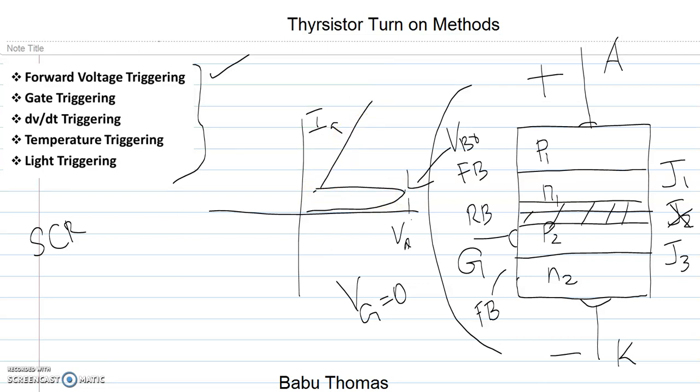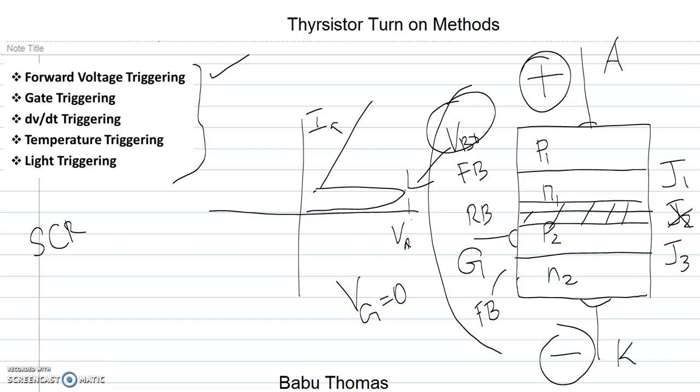So this is how we can explain the forward voltage triggering. And generally, the forward breakover voltage VBO is normally taken as the final voltage rating of the particular device. After the avalanche breakdown of the junction J2, the junction J2 loses the reverse blocking capability. So even if you reduce the voltage applied across the anode and cathode below the breakover voltage, the device will remain in the conduction state, and the device can be switched off only by reducing the current below the current called the holding current.